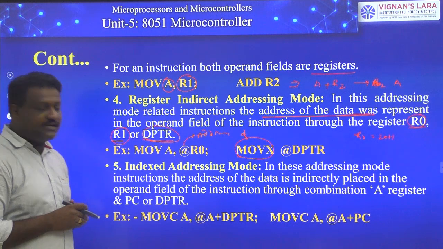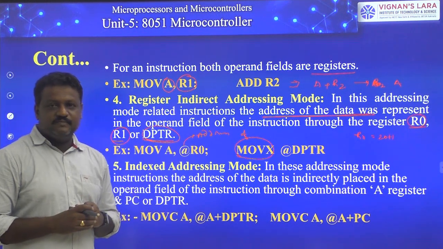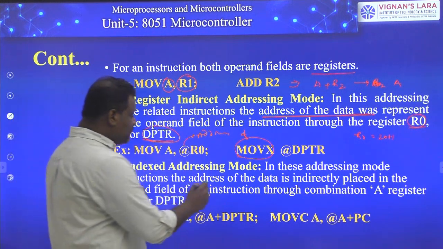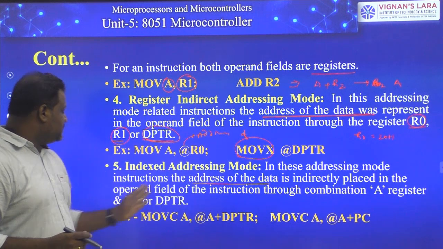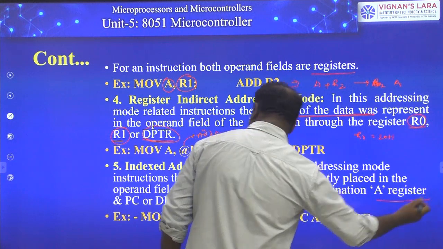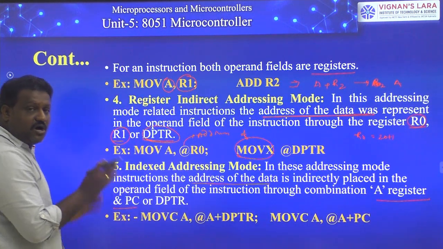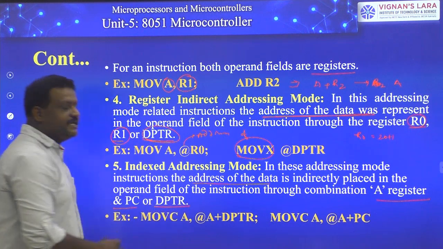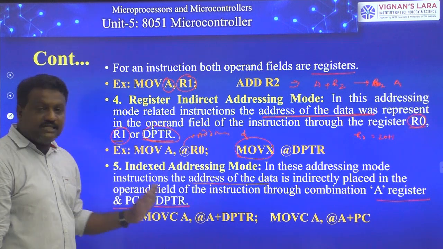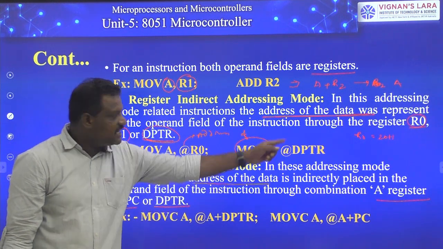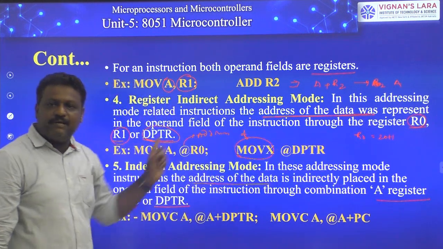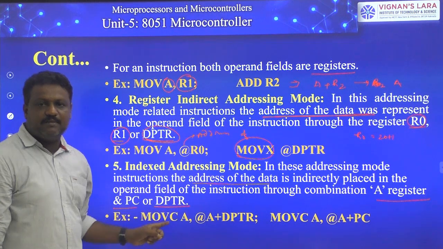And coming to the fifth one, indexed addressing mode. In the instructions related to this addressing mode, the address of a data is indirectly placed in the operand field of the instruction through the combination of accumulator register and PC, or accumulator register and DPTR. I repeat the meaning of this: the address of data is indirectly placed in the operand field of the instruction through the combination of accumulator and PC, or accumulator and data pointer.